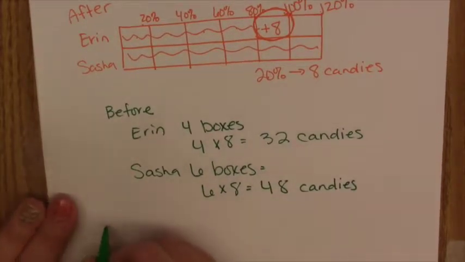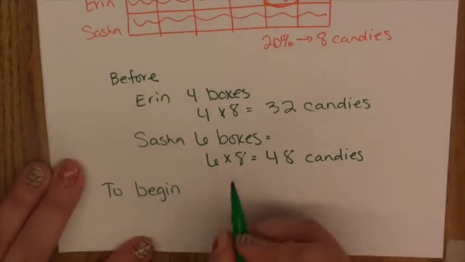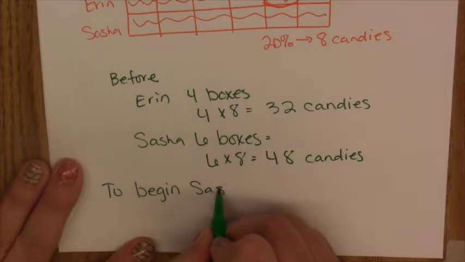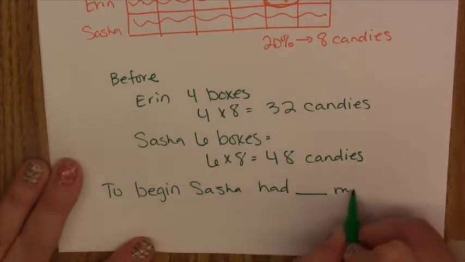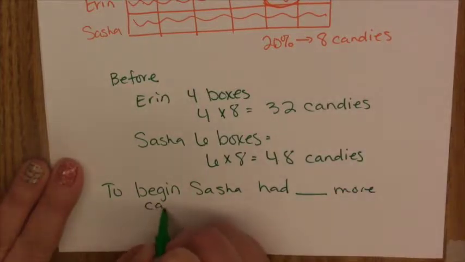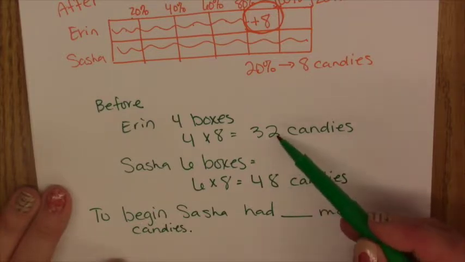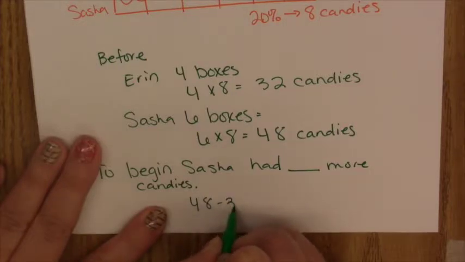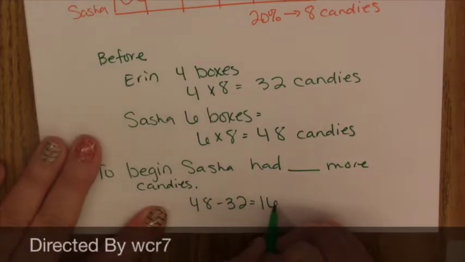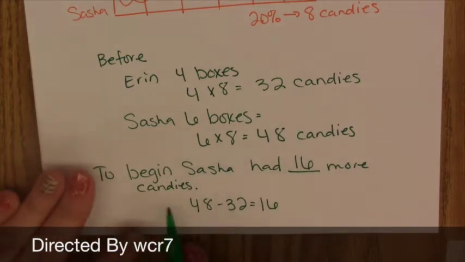So to begin, Sasha had how many more candies? Well, to find that, we need to subtract these two. If she started with 48 and Aaron had 32, if we do 48 minus 32, we get 16. So to begin with, Sasha had 16 more candies to begin with.